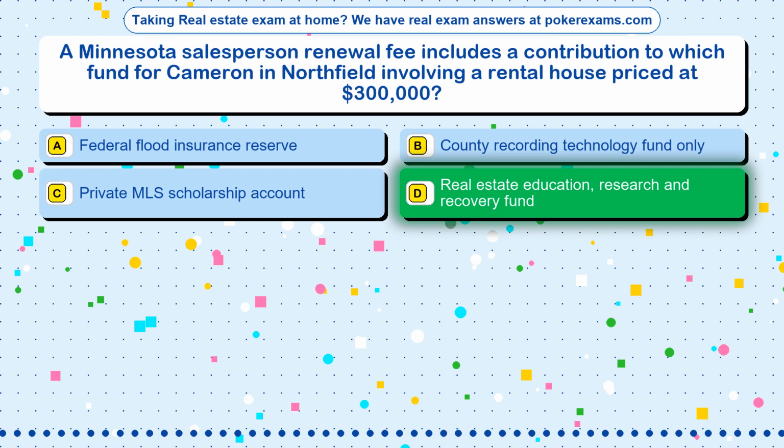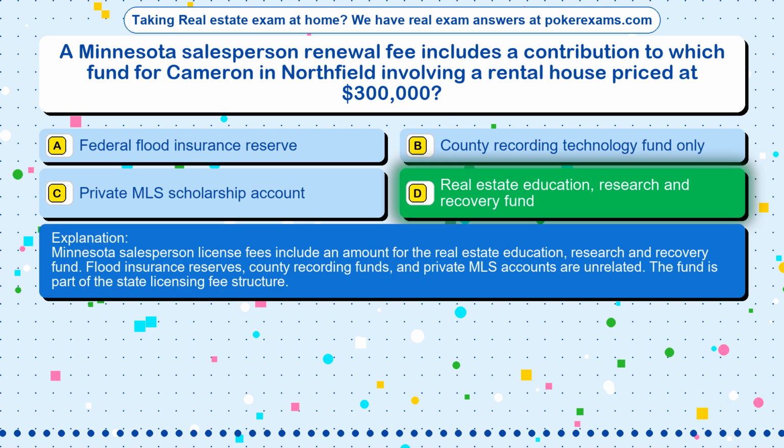The correct answer is option D. Real Estate Education, Research and Recovery Fund. Minnesota salesperson license fees include an amount for the Real Estate Education, Research and Recovery Fund. Flood insurance reserves, county recording funds, and private MLS accounts are unrelated. The fund is part of the state licensing fee structure.